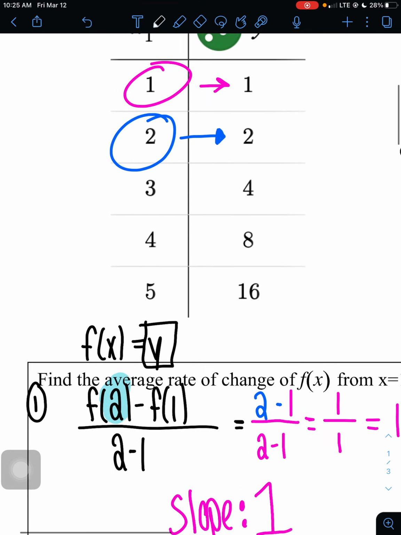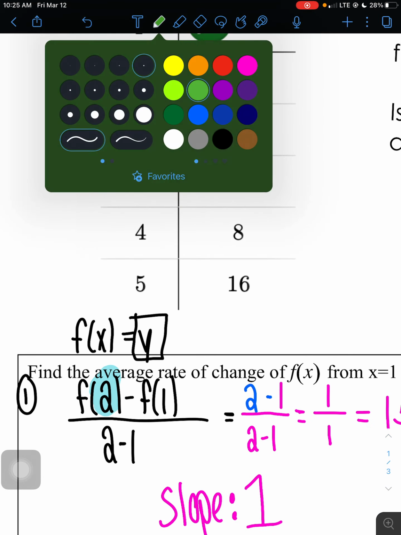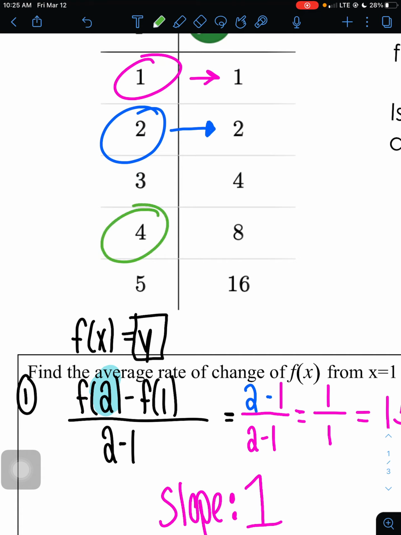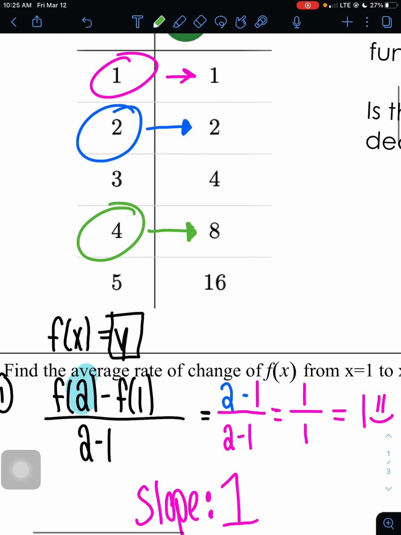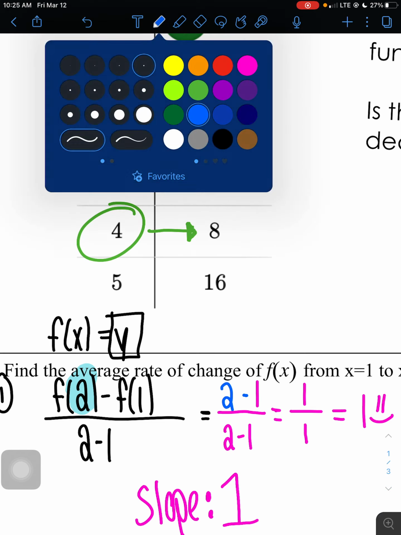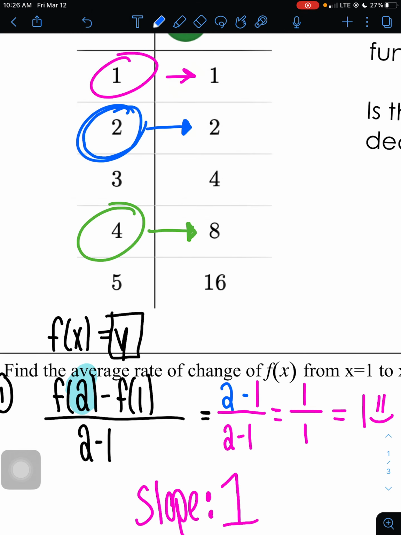So we're going to go up to that table, see if we can find where x is equal to 4. And then I'm going to look to see what is that y value there. That y value is 8. So that's what I'm going to write because f of 4 is equal to 8. Now I need to figure out what is f of 2. But we know that it hasn't changed. I can look and see where x equal to 2 is right here.